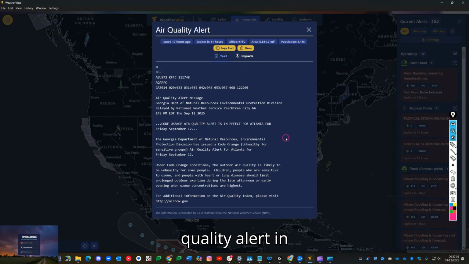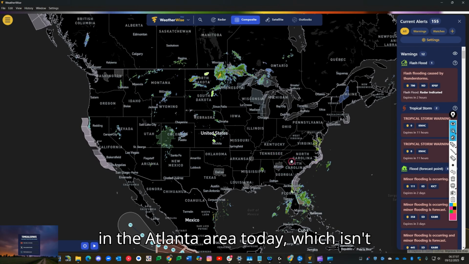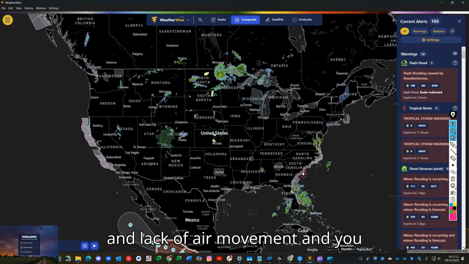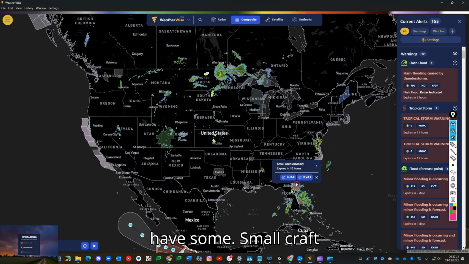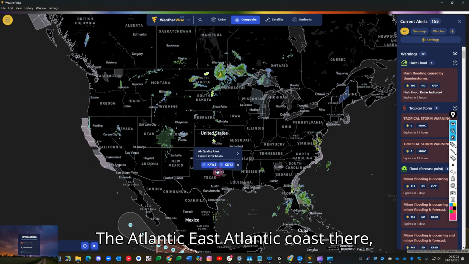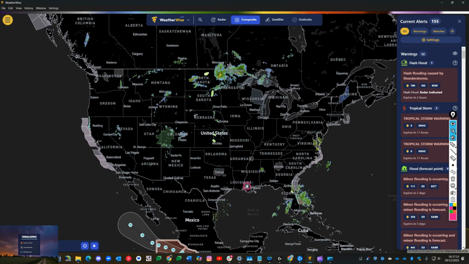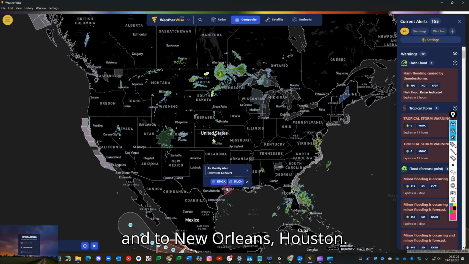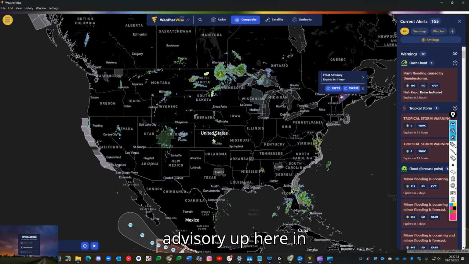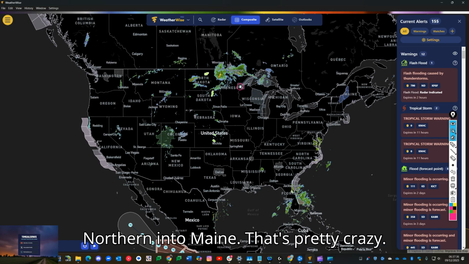Got an air quality alert in the Atlanta area today, which isn't surprising given the stagnant conditions and lack of air movement. And you have some small craft advisories along the East Atlantic coast there. Air quality alert into Dallas and to New Orleans, Houston. So you see what's going on here. Frost advisory up here in northern Maine. That's pretty crazy.